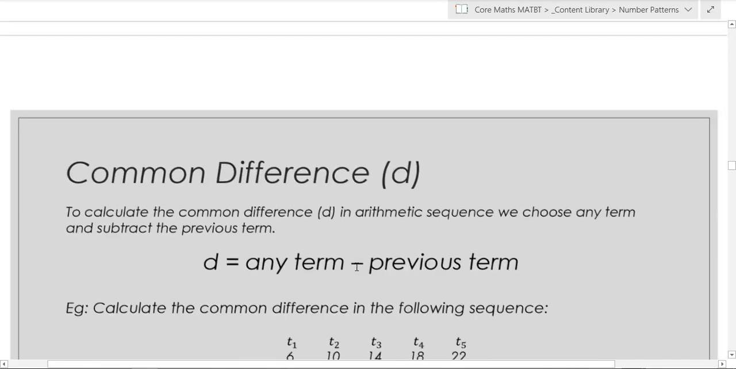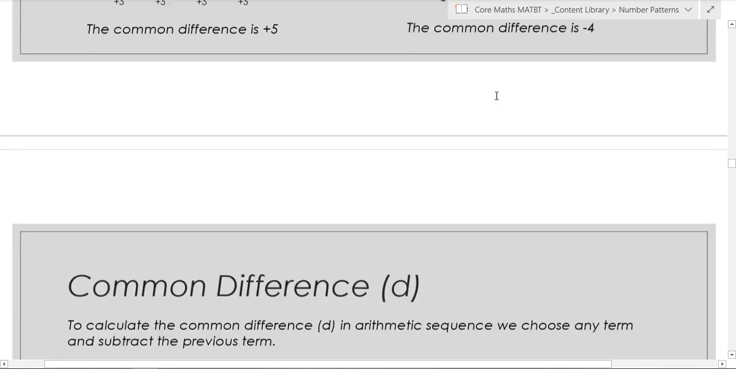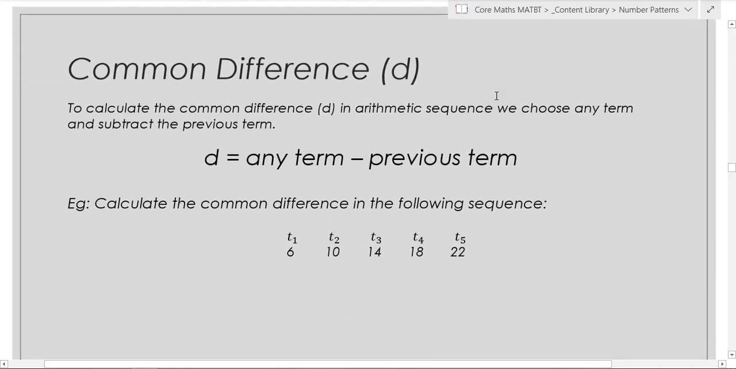So how do we calculate the common difference? You can probably look at it and say, look sir, I can see it's just adding by the same amount. True, that is correct, but in year 11, we do need to show working out on how we do this, so we're going to prepare you for that. The common difference is represented by the letter D. Just keep that in mind: arithmetic sequences and common difference are related. We can calculate it in a sequence: we choose any term and subtract the previous term. So that's how we calculate it.